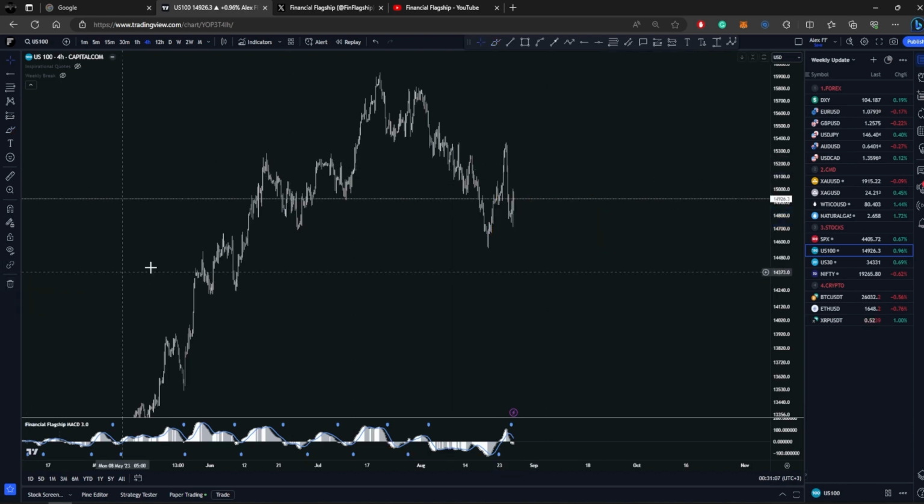So that's why I'm emphasizing every time to wait for the setup. Don't jump in, because this will kill you. It will eventually kill your account. It will kill your discipline. So no need to lose energy on this kind of setups.